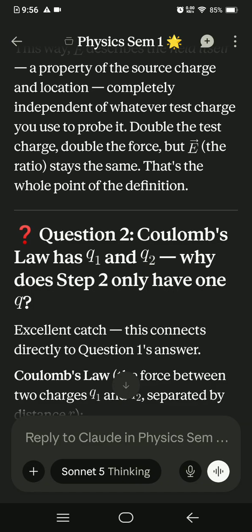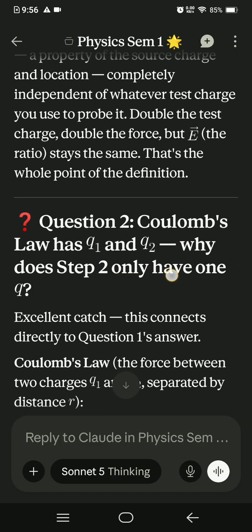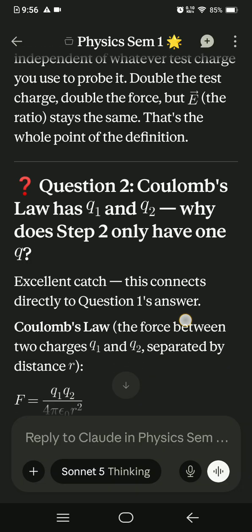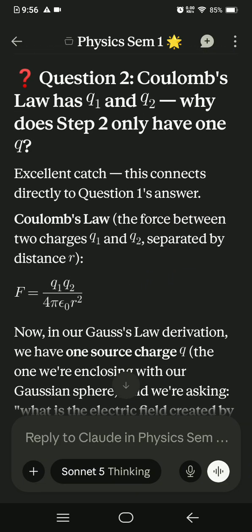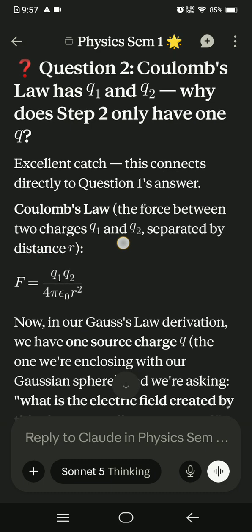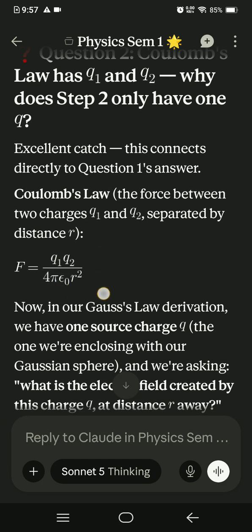So question 2 is Coulomb's law. Why does Coulomb's law have q1 q2, and why does step 2 only have q? Excellent catch. This connects directly to question 1. Coulomb's law: the force between two charges q1 and q2 separated by a distance is this. This is the complete Coulomb's law.